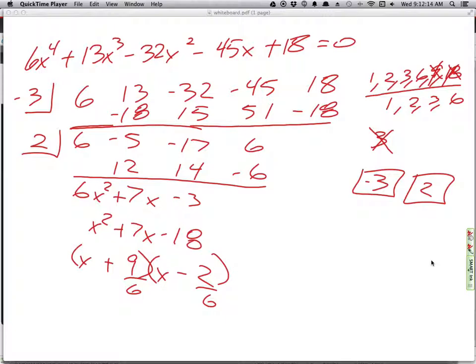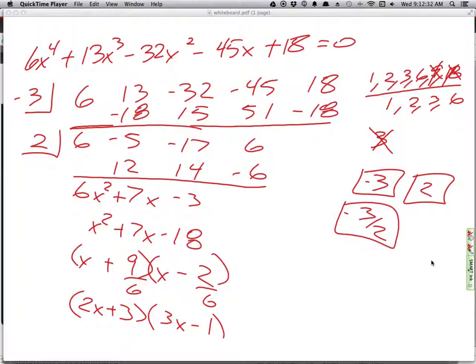Alright, so this reduces to 3 over 2, which makes it 2x plus 3. That reduces to 1 over 3, which makes it 3x minus 1. So our last two zeros are negative 3 halves and positive 1/3. Okay, are all of my zeros that I found in the possibilities up there? Yes. Because I've got 3 and 2 up there. 3 halves, I take the 3 over the 2. There's my 3 halves. I take the 1 over 3. There's my 1/3.